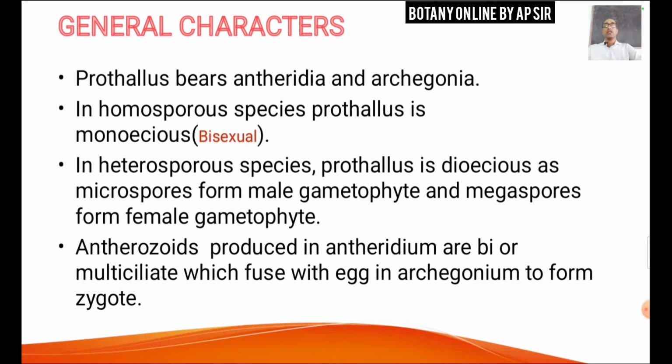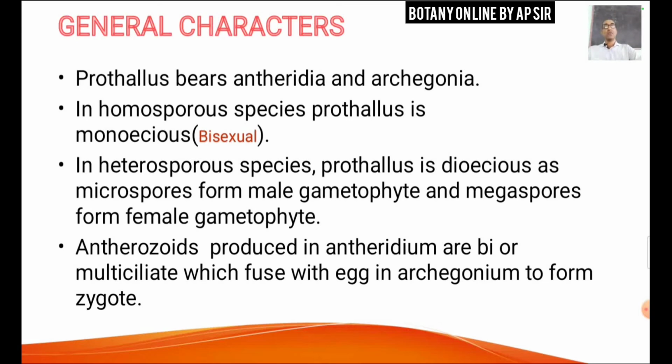Okay, so inside the antheridium, you know that antherozoids are produced. These antherozoids are bi or multiciliate. Okay, what is the function of these antherozoids? The antherozoids fuse with the egg inside the archegonium.